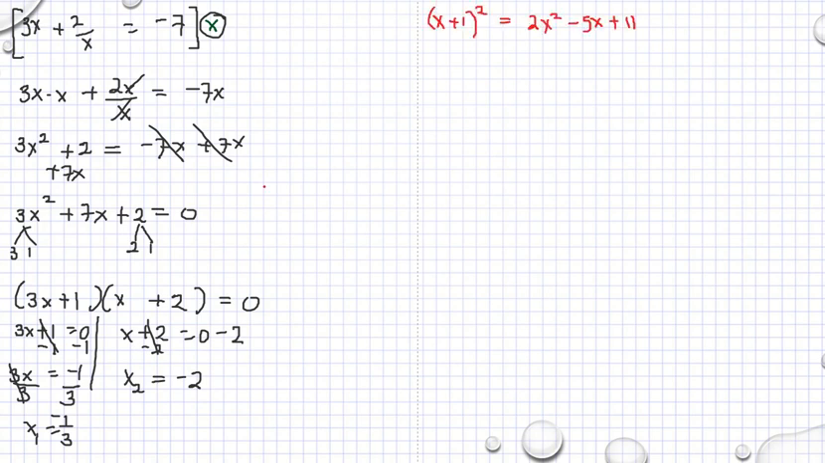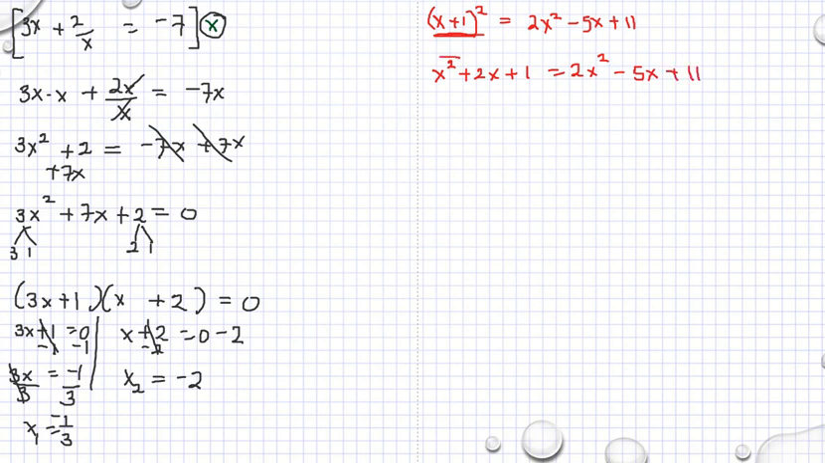Another example that I found in a book. It says (x plus 1) squared is equal to 2x squared minus 5x plus 11. What we need to do is expand this first, because we cannot do anything else. Then we have x squared plus 2x plus 1, a special product, is equal to 2x squared minus 5x plus 11.